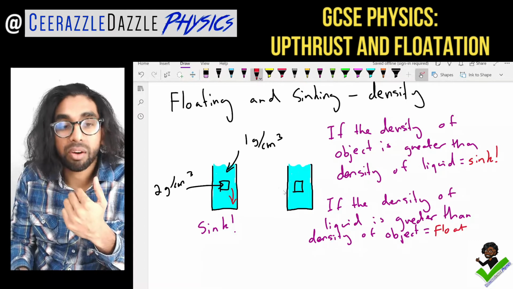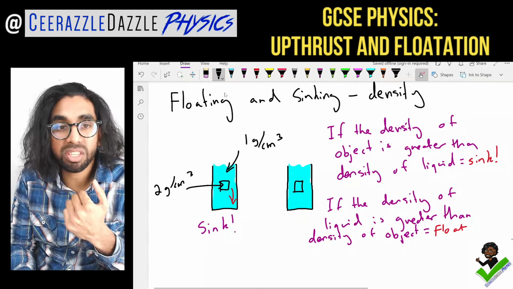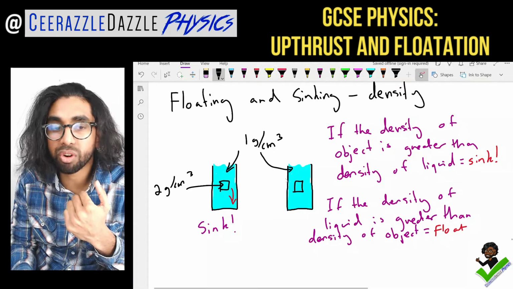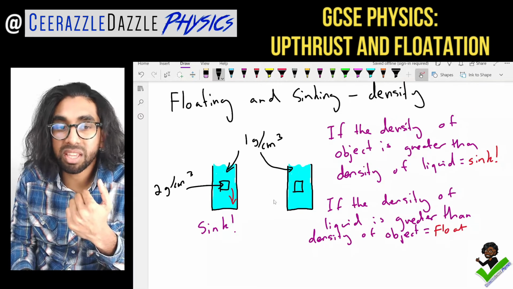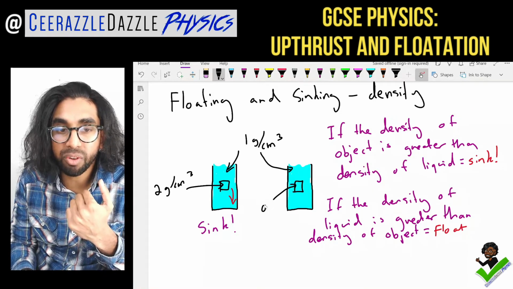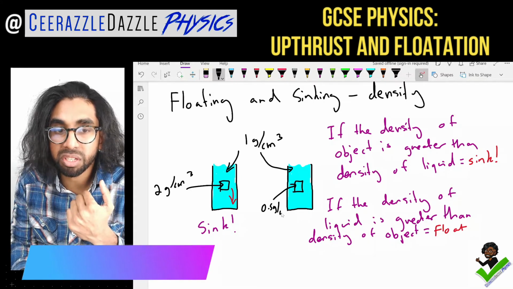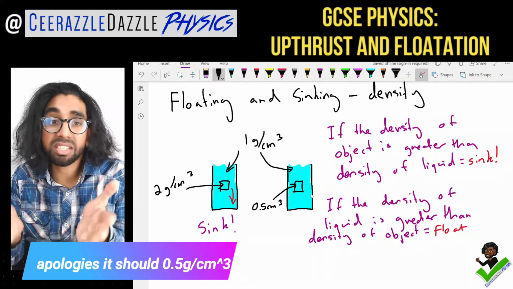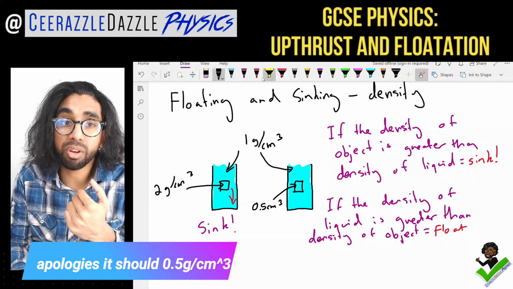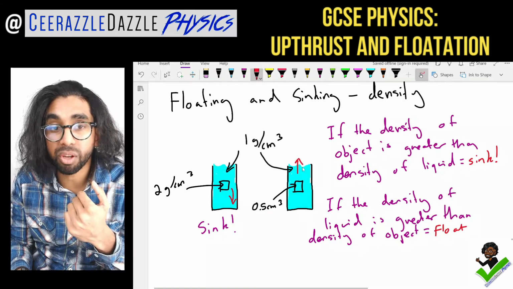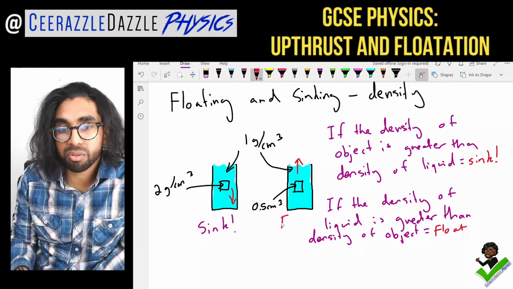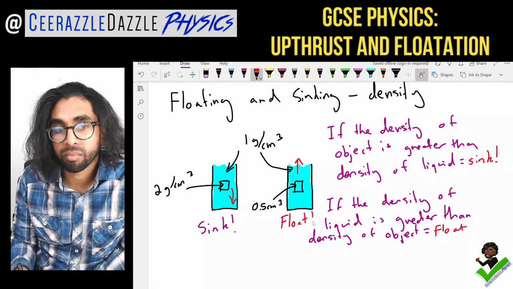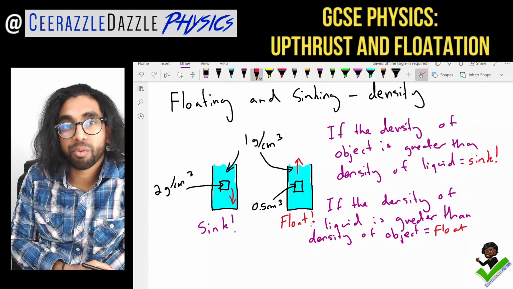Let's just say, same thing again, it's the same density of the water, 1 gram per centimeter cubed. But let's say this now is going to be 0.5 grams per centimeter cubed. So clearly you can see in the second diagram, 0.5 is less than 1. Therefore, this one will float. So this one will move up and it will float over here. Okay, right, easy stuff, guys.